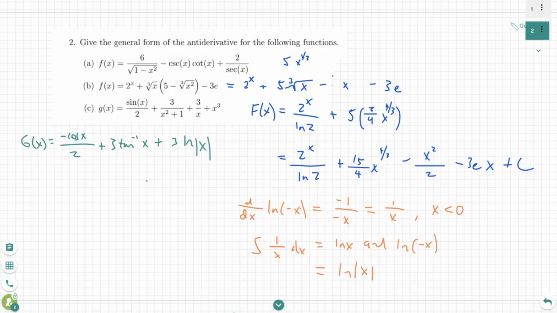Yeah. It's the last part. And that'd just be x to the 4th over 4, so plus x to the 4th over 4. Okay, yeah. All right, that's good.